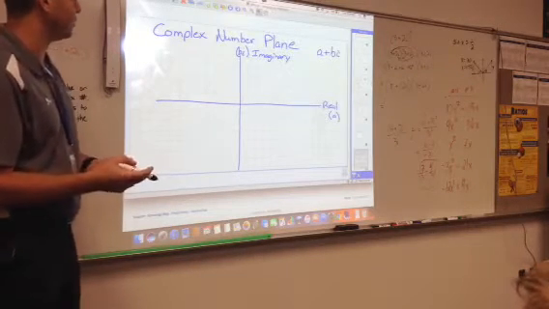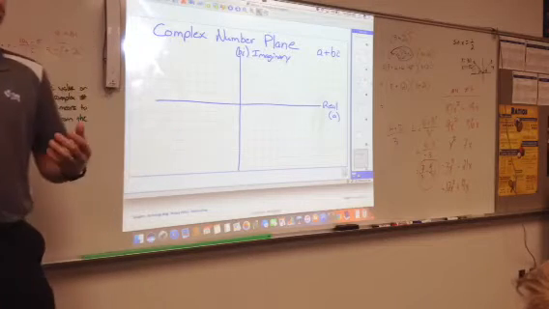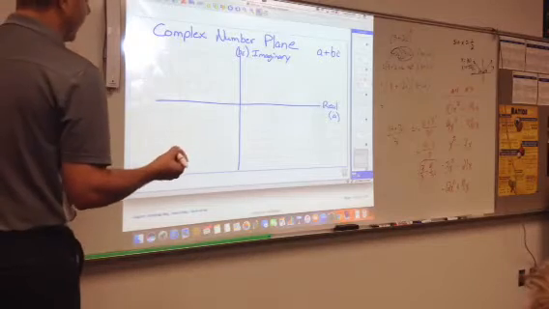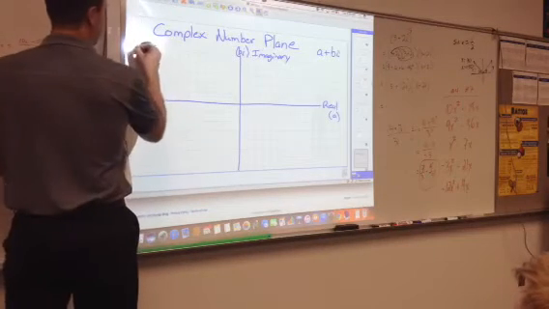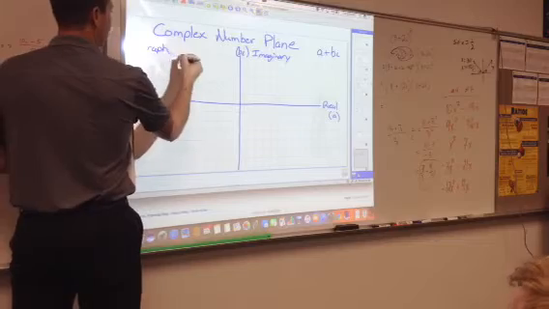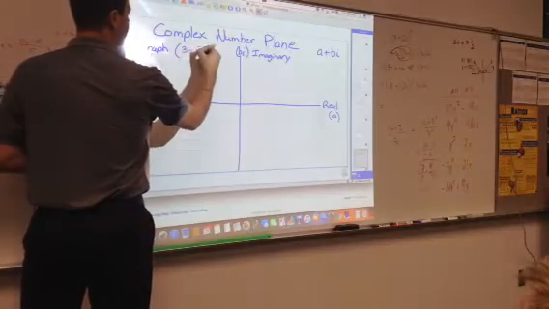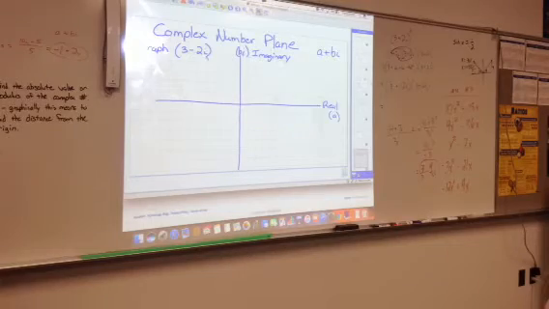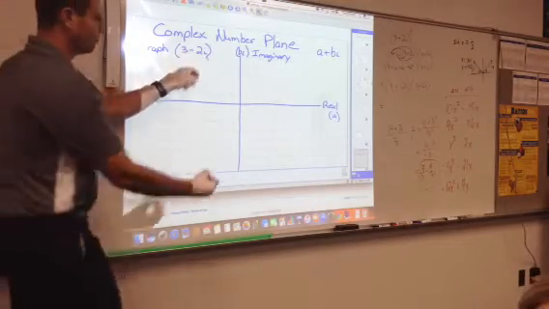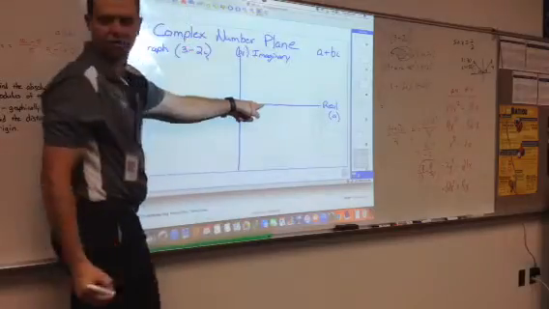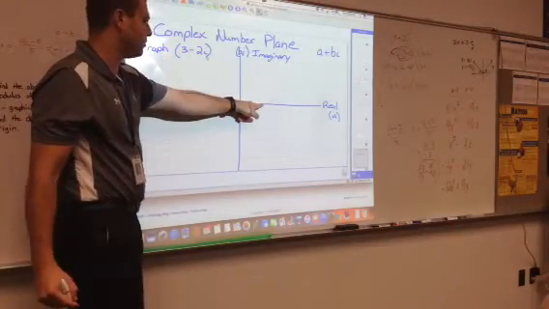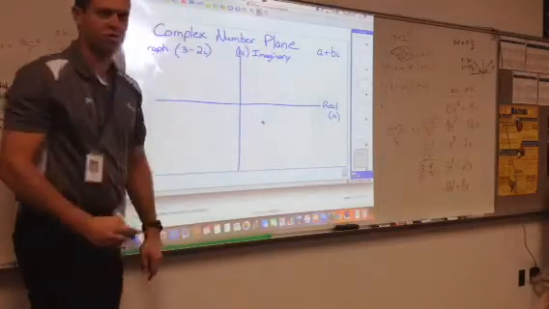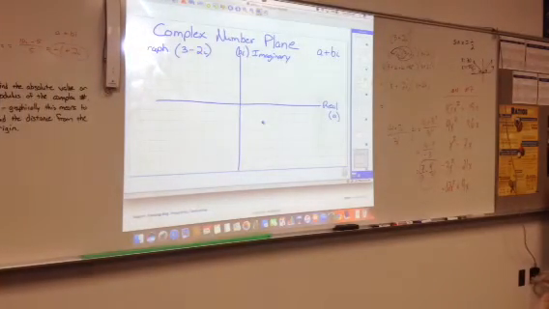One thing you'll be asked to do is simply to graph numbers on the complex number plane. So for instance, if I asked you to graph the number 3 minus 2i, it's really pretty straightforward. 3 is the real part, so you'll go 3 in the real direction, and then you'll go negative 2i in the imaginary direction, and this would be the location of the number 3 minus 2i.